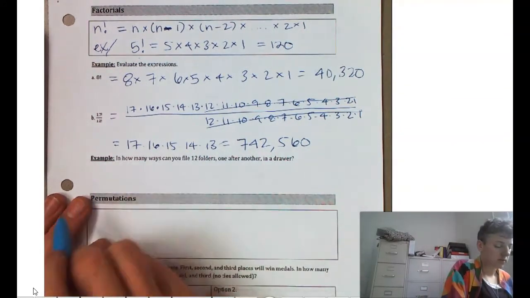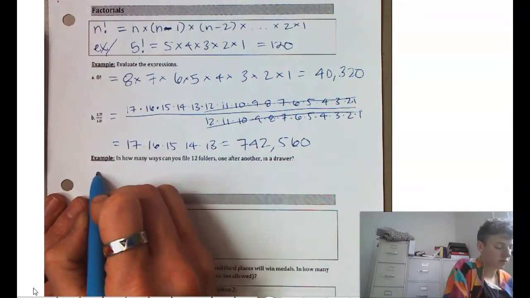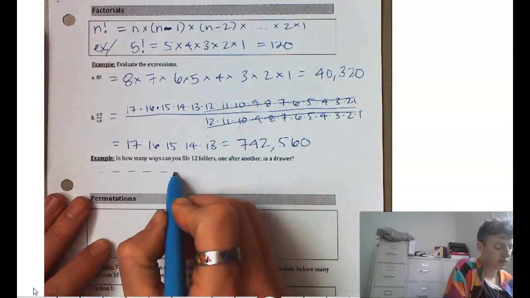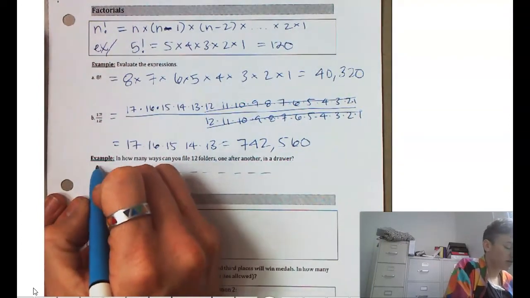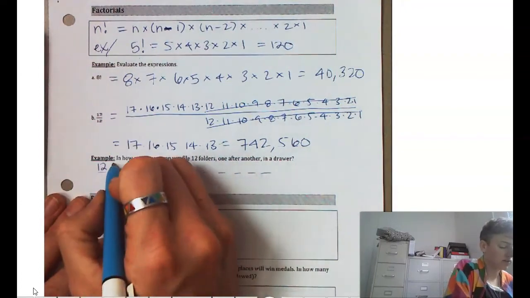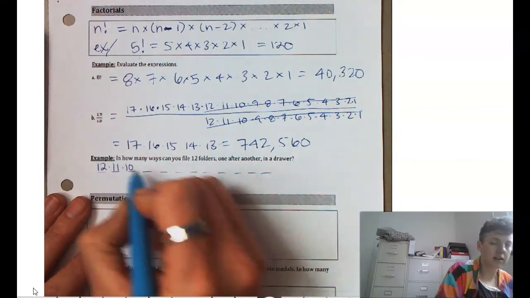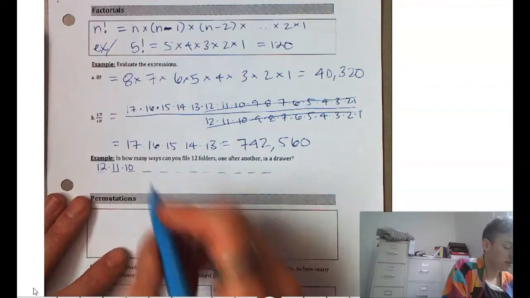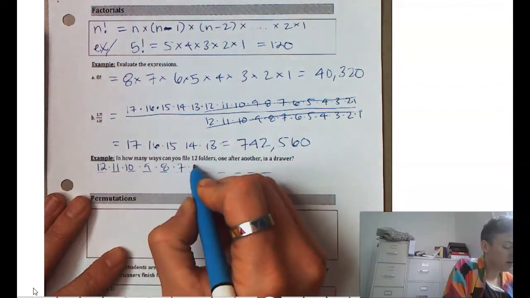Alright, for example, in how many ways can you file 12 folders one after the other in a drawer? Well, I've got 12 folders. 1, 2, 3, 4, 5, 6, 7, 8, 9, 10, 11, 12. I can put any one of those 12 in the first slot, and then after I've put one away, I only have 11 choices left. And then 10. Wait a minute, I see what's happening here. This is going to be a factorial.